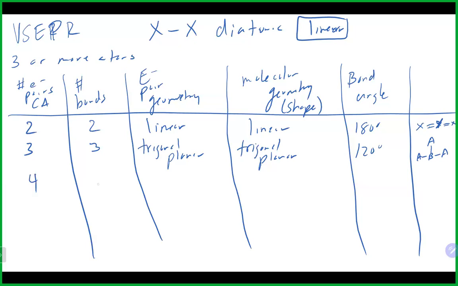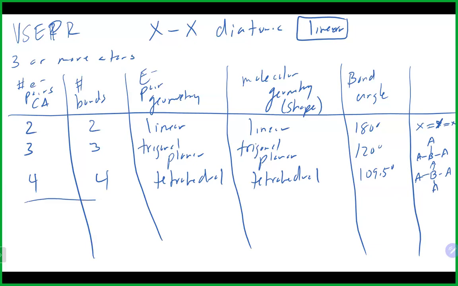If you have 4 electron pairs and 4 bonds, that is tetrahedral and tetrahedral. That has a bond angle of 109.5 degrees. That will look something like this. Again, all these guys will not have any dots on the central atom. And that is why both of these names are the same.